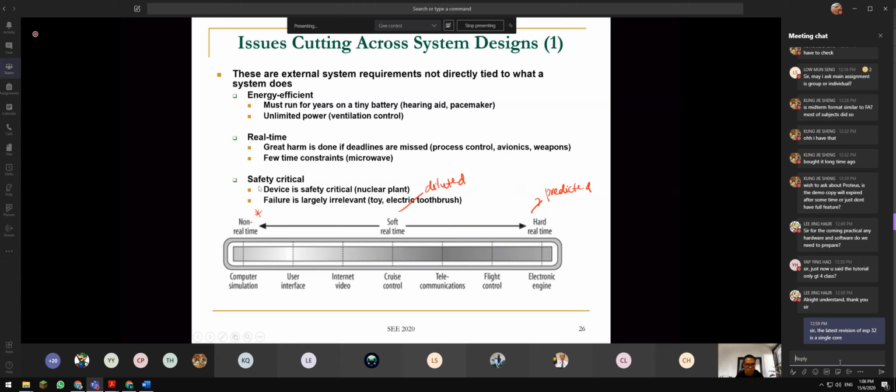Then we come to safety critical things. Are you dealing with a nuclear plant? Are you dealing with COVID-19? For example, nowadays, the testing kit. If the testing kit is not accurate, you create a lot of problems. So that's why it's very important when it comes to design. Make sure that you use the correct things.